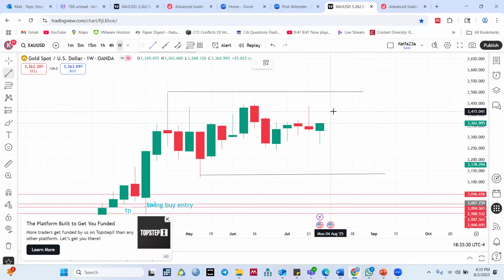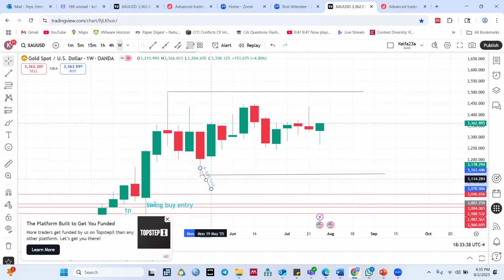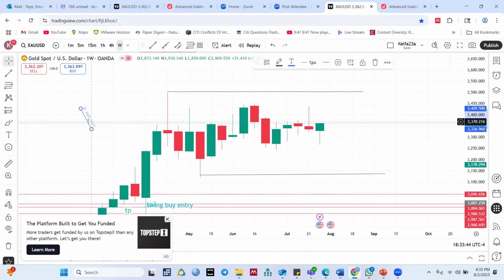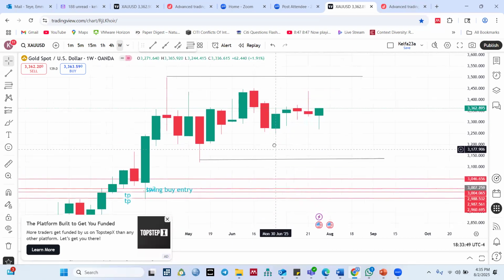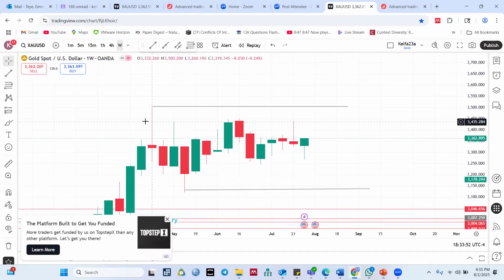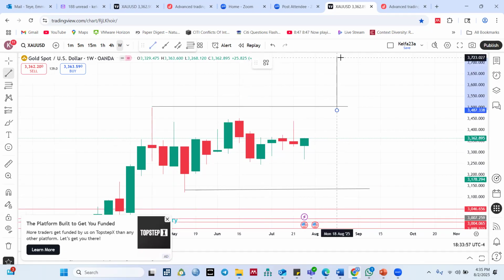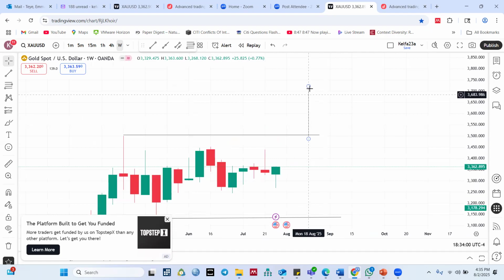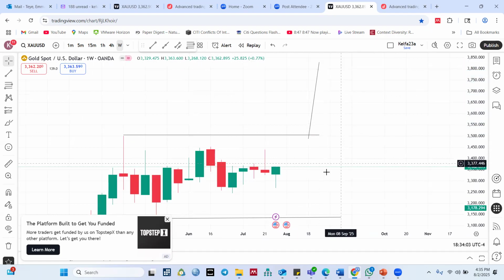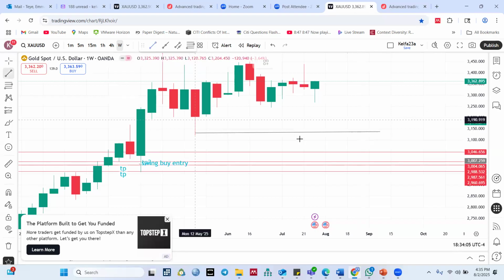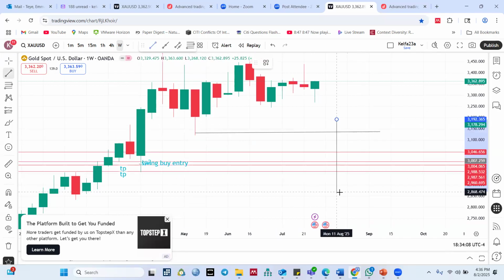Though there is a little bit of space to here, and there is a little bit of space also to this side before you touch this area again, this looks like a range. So the longer the accumulation or consolidation on the higher time frame, the longer it tells us that in case price breaks to the upside, it will go very far. So in case price breaks, it will go very far.